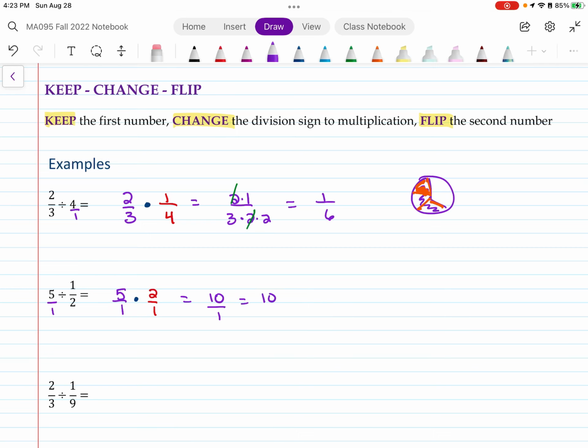So think about that. You have 5. You're looking for how many 1/2s. Well, there's 2 halves in every one, and you've got 5 of them. So there's 10.